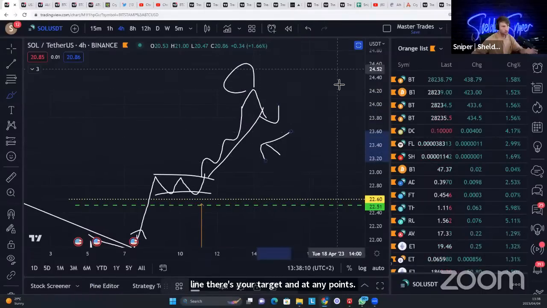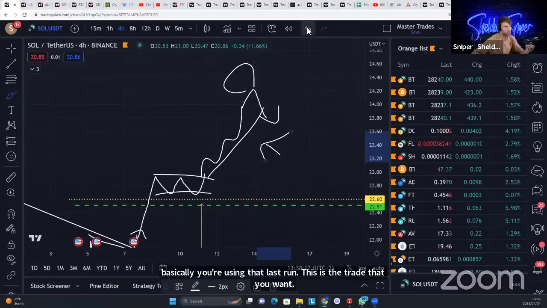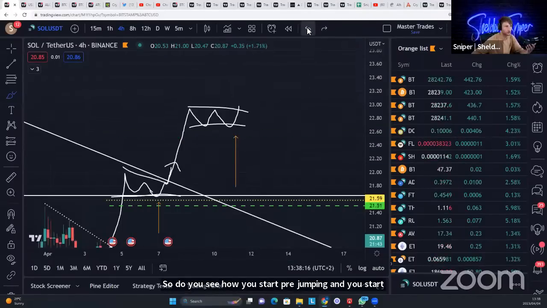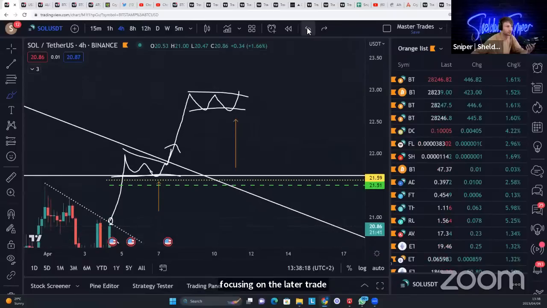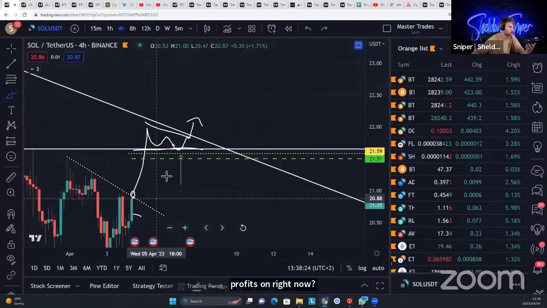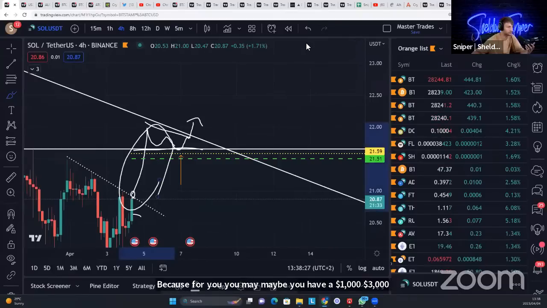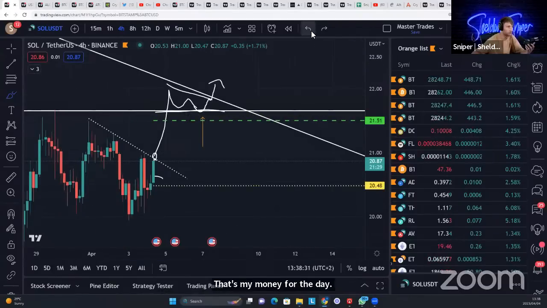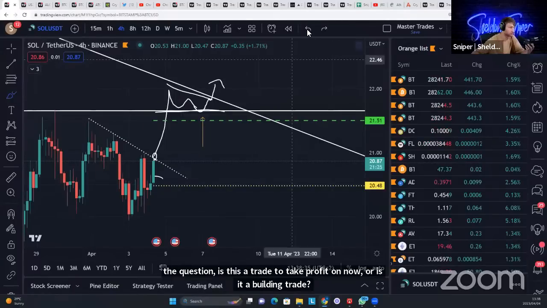So do you see how you start pre-jumping and you start focusing on the later trade. You were more looking at, is this trade for me to take profits on right now? Because for you, maybe you have a $1,000, $3,000 account, and this is the only trade you want. Amazing. That's my money for the day. Fantastic. But ask yourself the question, is this a trade to take profit on now, or is it a building trade? Is it a trade to build my position? That's the two differences that you have.